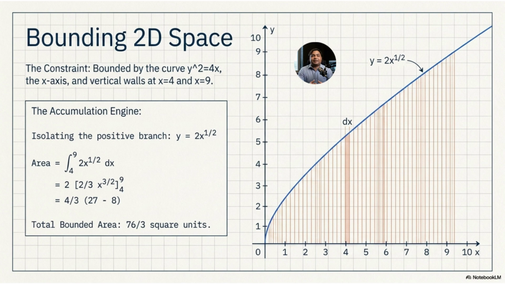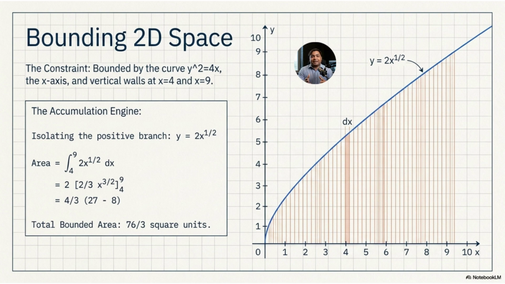Now we integrate. The integral of x raised to the power 1 half is x raised to the power 3 over 2 divided by 3 over 2. Dividing by 3 over 2 is the same as multiplying by 2 over 3. Since there is already a coefficient 2 outside, the result becomes 2 times 2 over 3 times x raised to the power 3 over 2. That simplifies to 4 over 3 times x raised to the power 3 over 2. Now evaluate from 4 to 9.